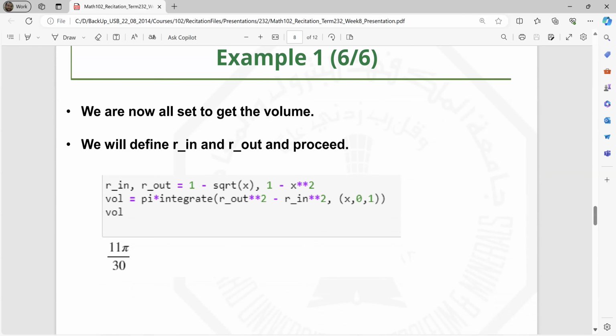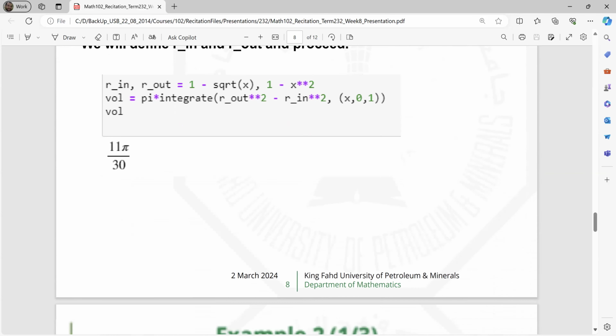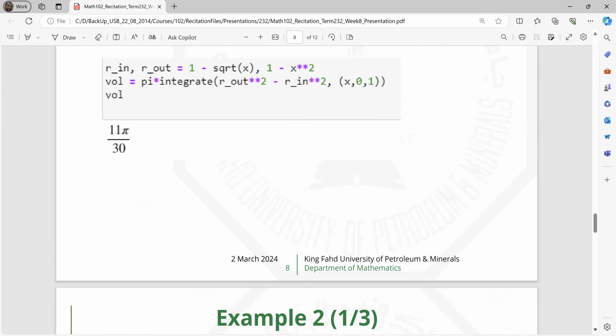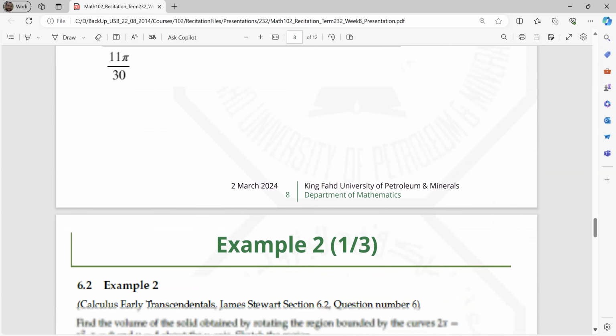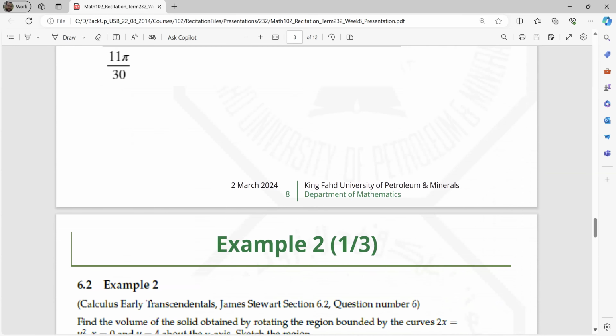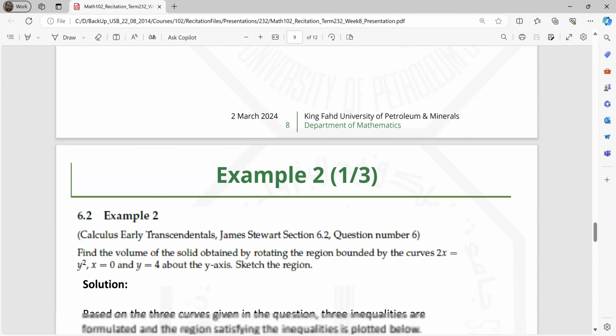Okay, hopefully it's clear. We have a second example also within these slides. The second example has a different function. Here, it's also extracted from Stewart's calculus book, and we are asked to find the volume of the solid obtained by rotating the region bounded by the curves 2x equals y squared, x equals 0, y equals 4 about the y-axis. So now we have a vertical axis of rotation. So how do we solve this?